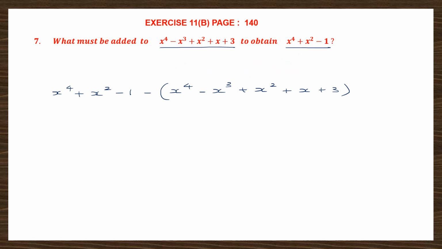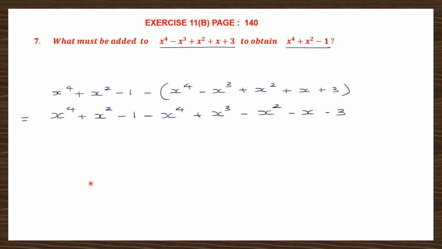So now let's begin with the subtraction, which all of us know. We're going to remove the brackets first. x to the power of 4 plus x to the power of 2 minus 1. Now before brackets you have minus, so all signs inside will change. So it becomes minus x to the power of 4 plus x to the power of 3 minus x to the power of 2 minus x minus 3. Now the next step is arranging the like terms together.